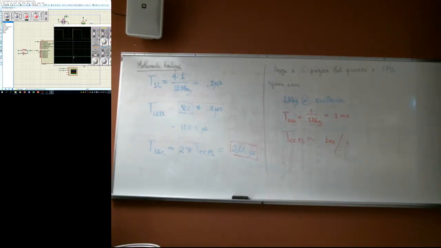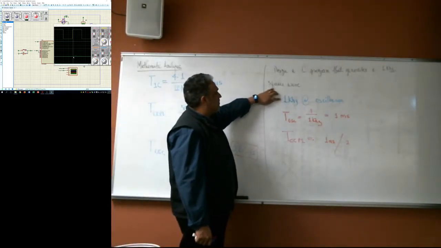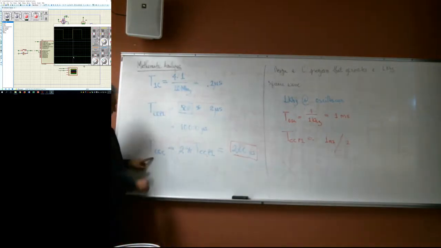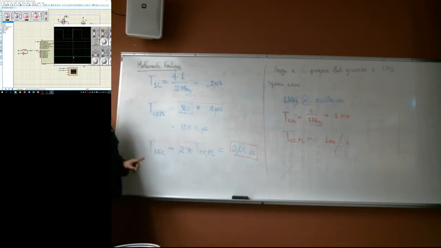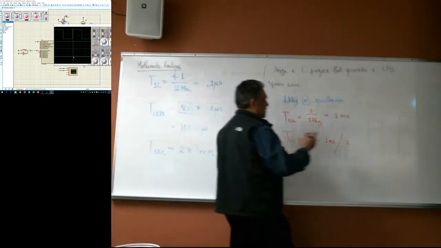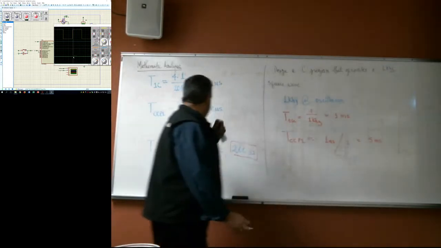So I'm working the problem backwards. So they gave me the 1 kilohertz. From frequency, I change to period. Once I have the period, I divide the period by 2, and I get the frequency or the period that my interrupt needs to interrupt. All right? So this is going to be 0.5 milliseconds. Okay? Now I'm here.